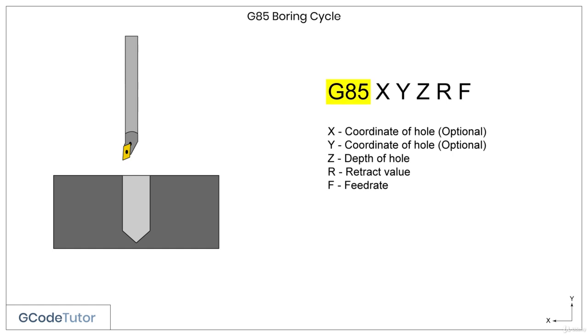The G code we use for boring is G85. We can also use G86, which I'll cover near the end of this lesson. It's pretty much the same the way it works, so we'll just go over G85 for now, and I'll show you the differences later.